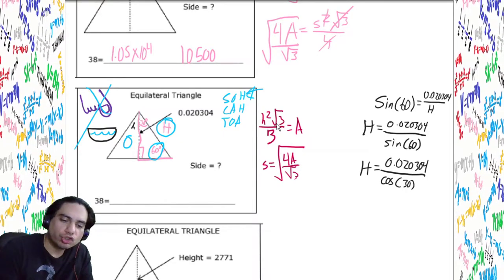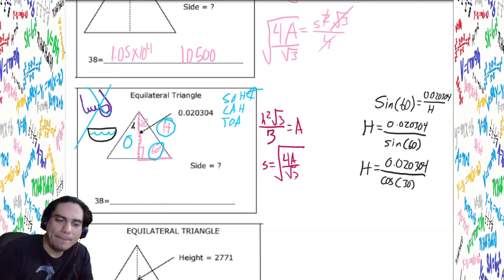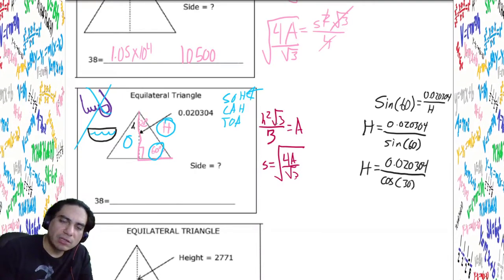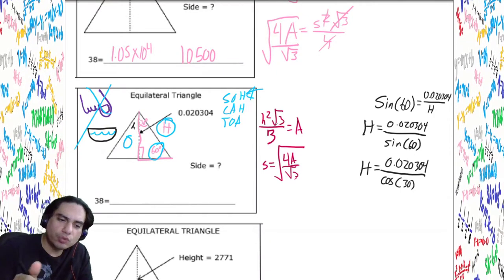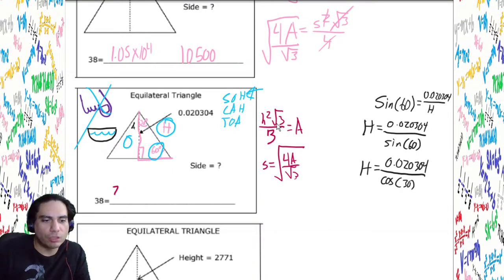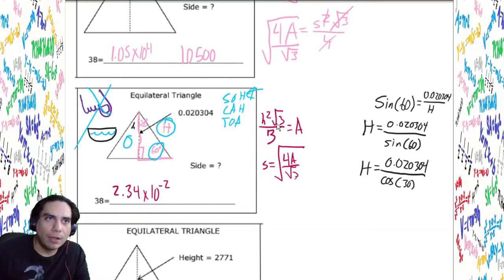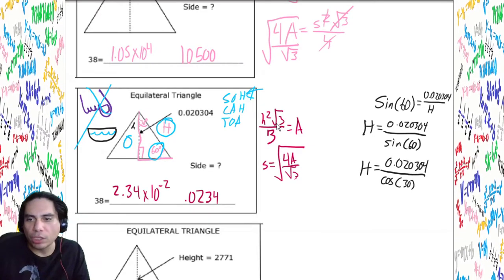0.020304. And we're going to square that bad boy. 3 square root multiply 3 divide. My area is 2.38 times 10 to the negative 4th. What do we do next? 4 multiply 3 square root divide. And then we hit square root. And I got the correct answer, the answer I know is correct: 2.34 times 10 to the negative 2nd, or 0.0234. All right? Easy work.